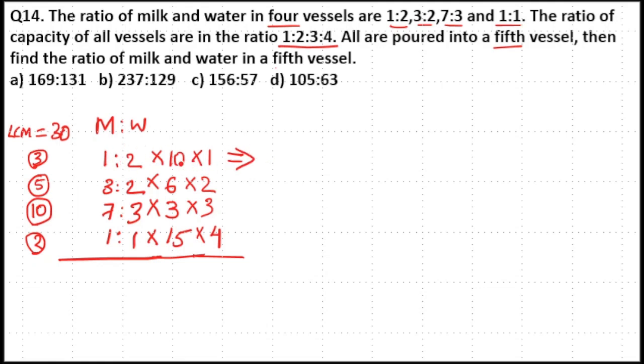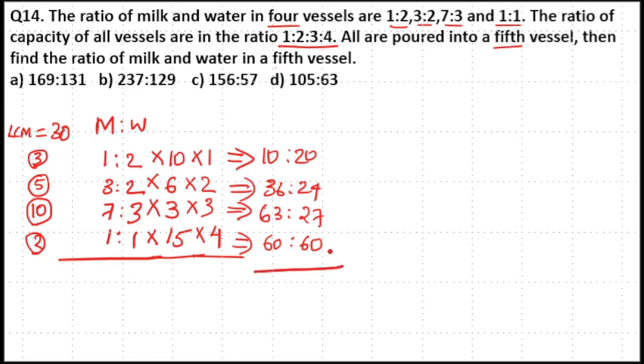First ratio will become 10 into 1, 10. 10 into 2, 20. Second ratio will become 6 into 2, 12. 12 into 3, 36 is to 12 into 2, 24. Third ratio will become 3 into 3, 9. 9 into 7, 63 is to 9 into 3, 27. Fourth ratio will become 15 into 4, 60. So 60 is to 60.